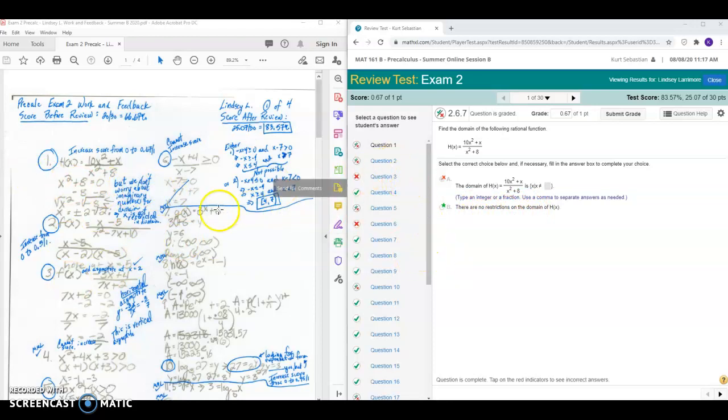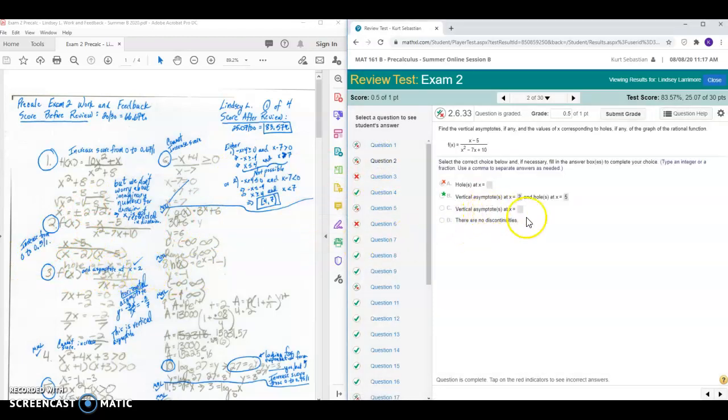In question 2, we have a similar type situation, except they want you to identify holes and asymptotes. So you did a good job factoring the denominator, and you notice that the x minus 5's cancel. So that means that where the denominator would be 0 at x equals 5 is actually a hole in the graph. The function doesn't exist there because it's not in the domain, but there's just a hole in the graph there. Whereas the problem at x equals 2 that makes the denominator 0 cannot be canceled with a factor in the numerator, so that is an asymptote.